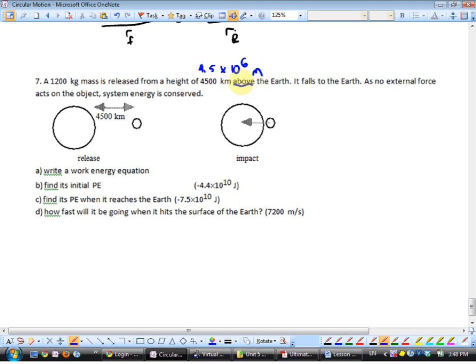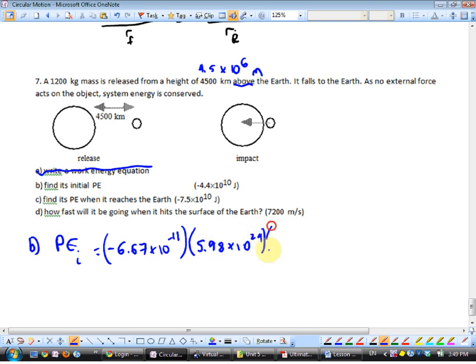As no external force acts on the object, energy is conserved. It says, first of all, write a work energy equation. I'm not going to do that. Find its initial potential energy. Okay. Negative 6.67 times 10 to the negative 11. I'm going to try plugging in the numbers right away. Big M, Earth. Little m, satellite.